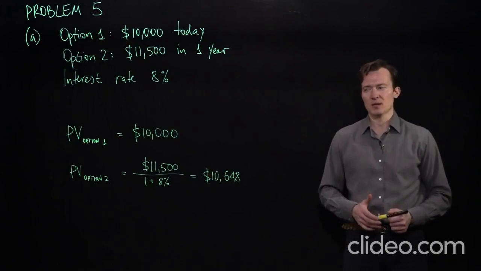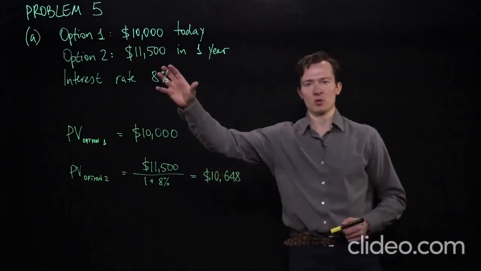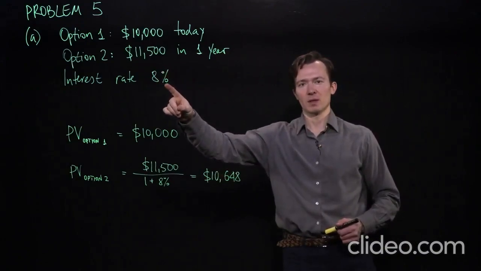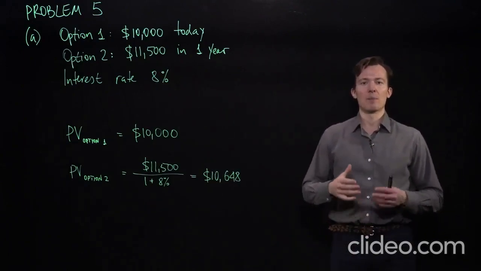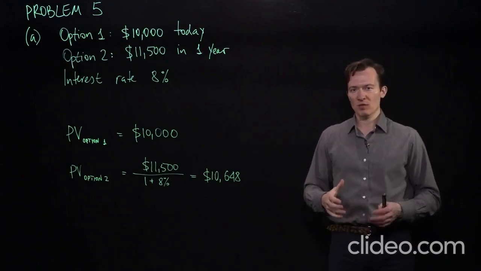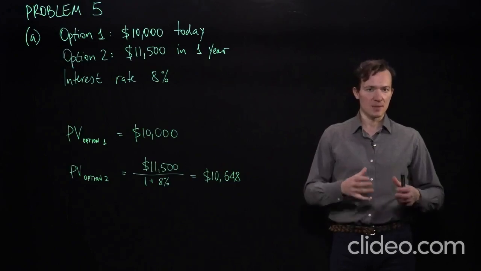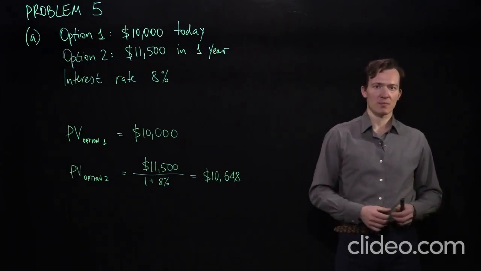Let's try to understand why in this question we're preferring option 2 to option 1. Let's look at this interest rate of 8%. This interest rate represents our opportunity cost of capital, which means what rate of return we can earn on investments that have similar risk as our sister's promise.